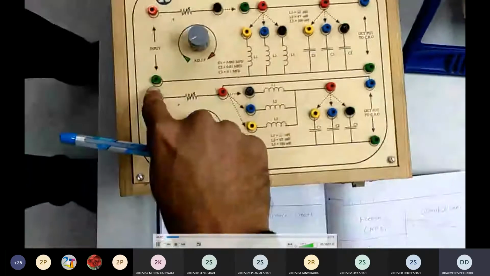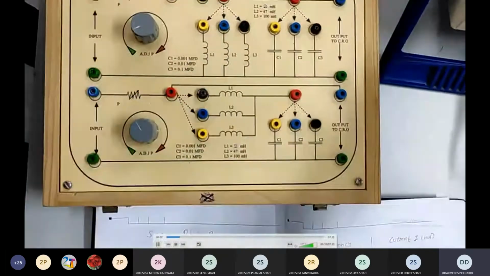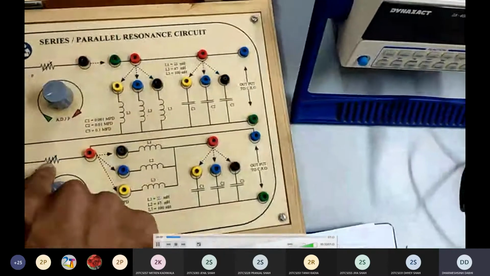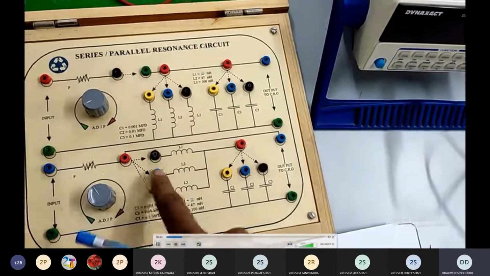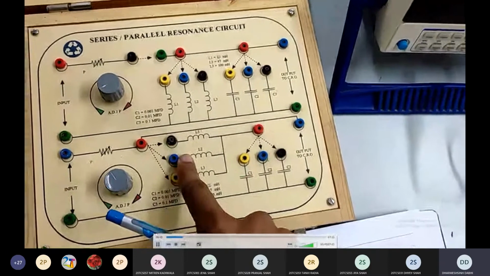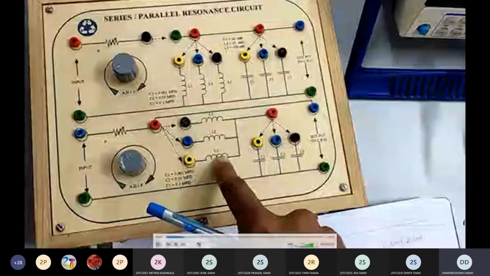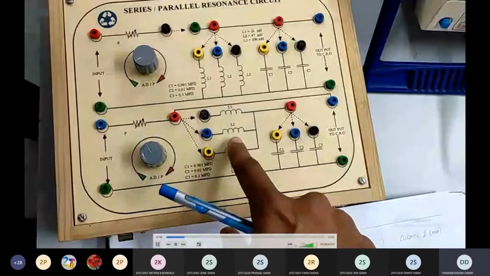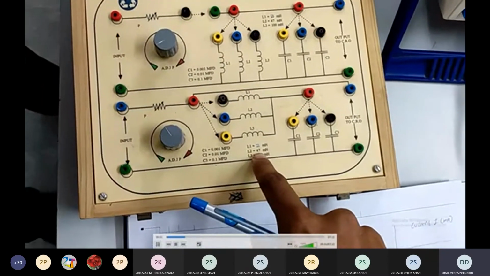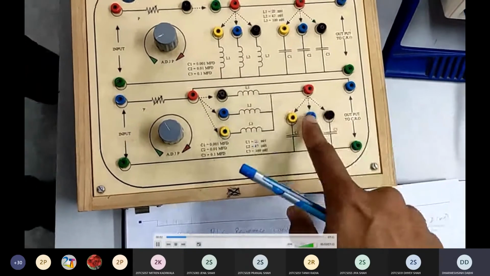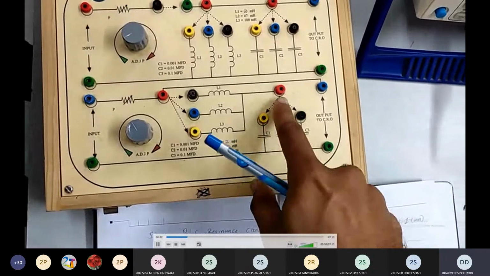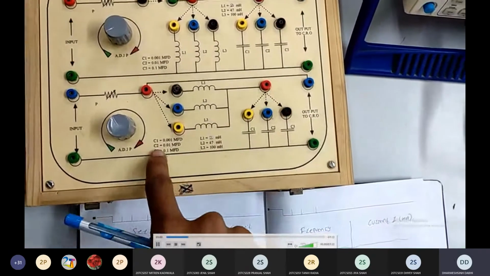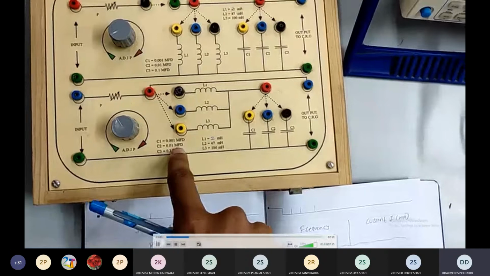This AC voltage is given at the input side from this box to here, and then in series you can see that a variable resistance is connected. In series you can connect any one of the inductances, L1, L2 and L3. Here we connect L2, the value of L2 is 47 millihenry, and in series we connect this capacitor. Three capacitors are given, and you connect any capacitor. Here we connect the C2 capacitor. The value of C2 is 0.01 microfarad.